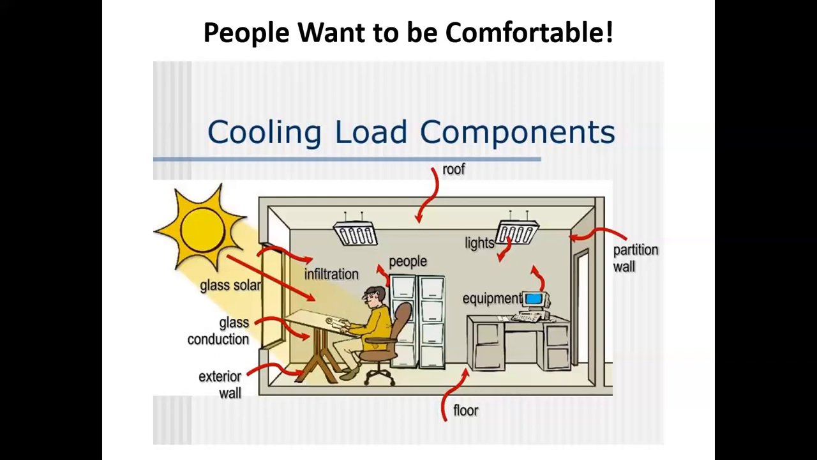95 outside, I've got a convection coefficient on the outside of the glass. I've got the glass itself. I've got a convection coefficient on the inside of the glass. And then I've got the 72 degrees. And you've done those heat transfer calculations. I'm probably not going to make you do it again because you've already done it, and that's not the purpose of this class.